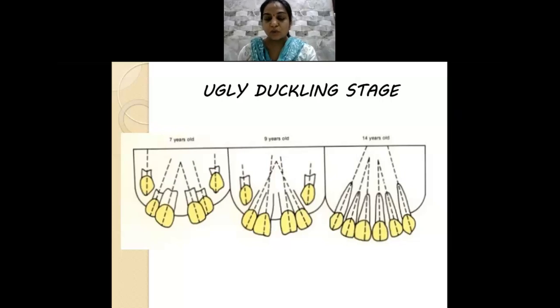So these are the three different periods you are supposed to know: the predentate period, the primary dentition period, then the mixed dentition period, and this will be followed by the permanent dentition period, whose characteristic features you will learn in the Department of Prosthodontics.